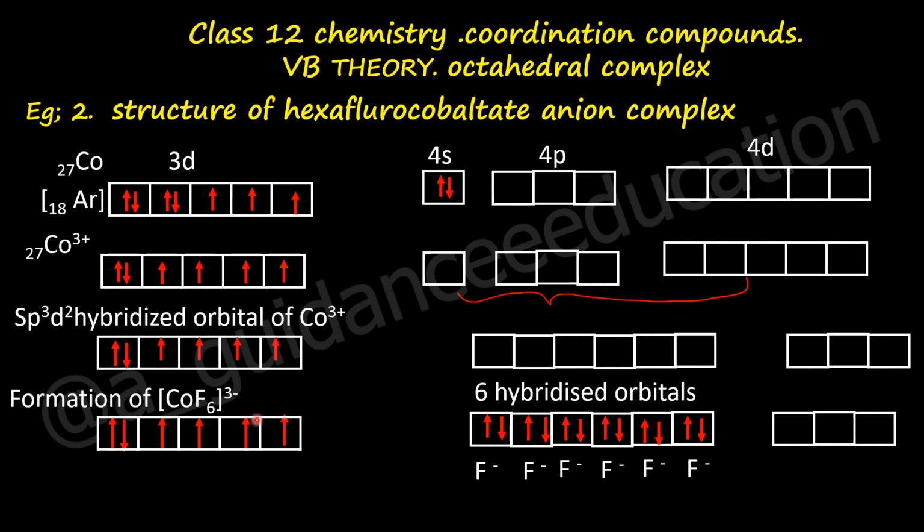Now before we conclude this video, please note from the orbital picture of this hexafluorocobaltate 3 minus ion that it has 4 unpaired electrons in its 3d orbital, that is, in the inner d orbital. So we can predict the magnetic property of this complex as paramagnetic. Since it is the outer d orbital, that is 4d orbital, which takes part in hybridization, this complex is called outer orbital or high spin or spin free complex.